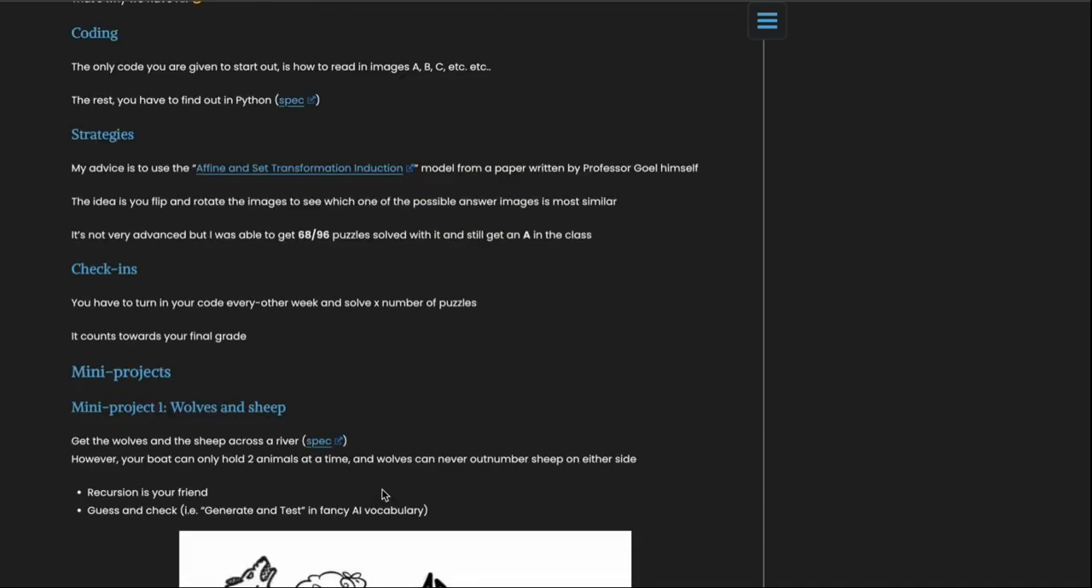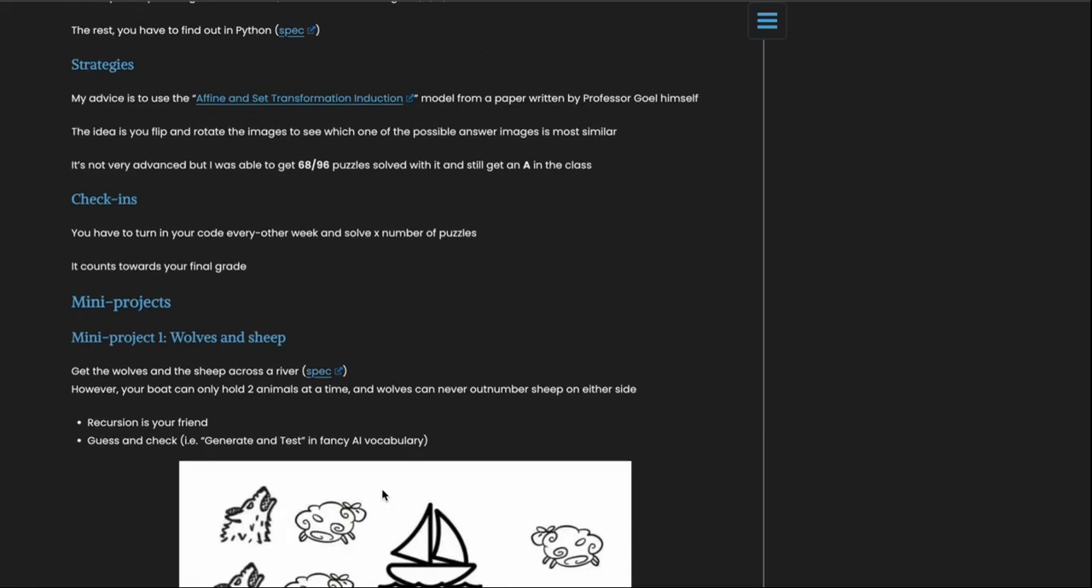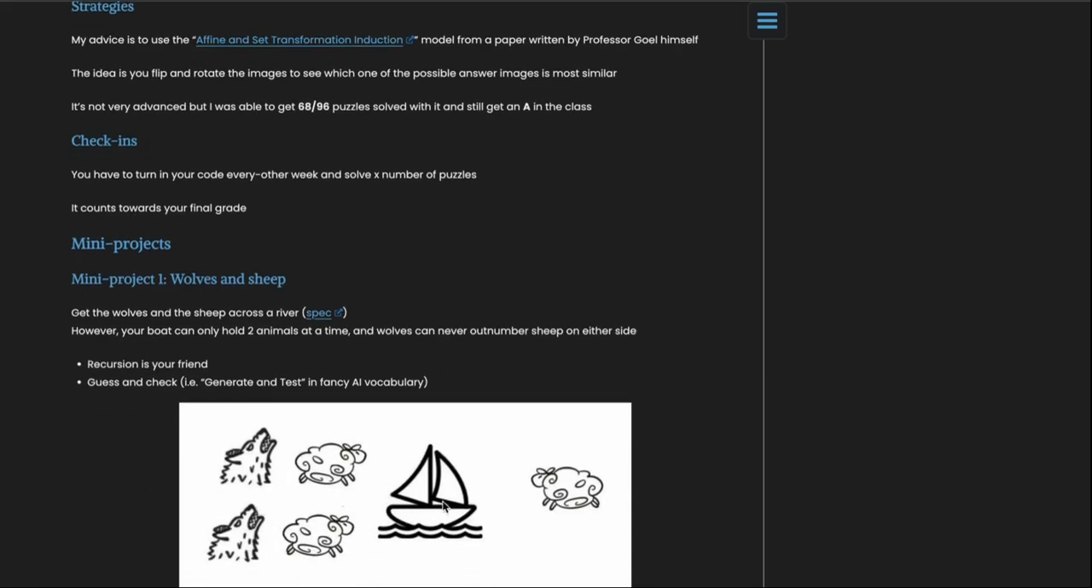Mini projects. So you have 5 mini projects that are kind of like LeetCode problems. The first is trying to get wolves and sheep across a river with a boat that can hold 2 animals. The thing is, you can never have more wolves than sheep on either side of the river at any time. So to solve this, you can use recursion and a guess and check method, or in other words, generate and test in fancy AI vocab.